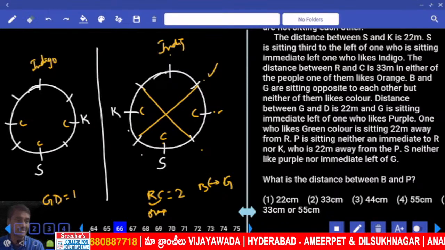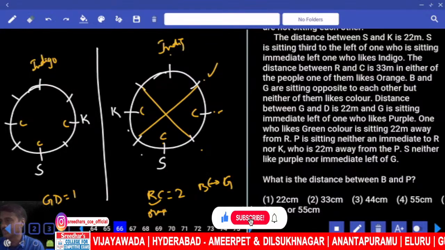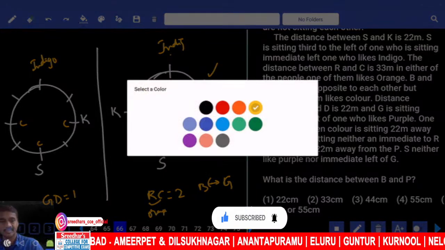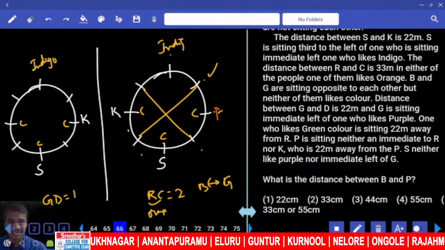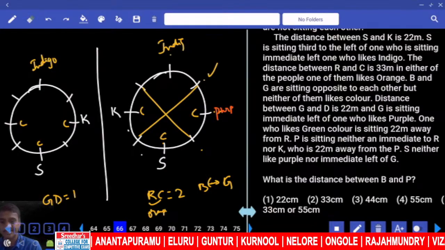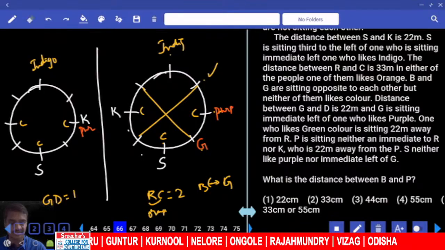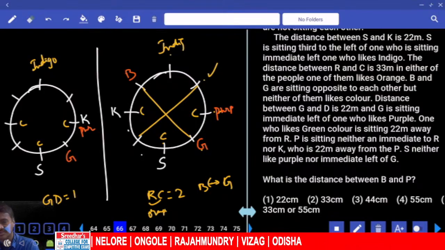G is sitting to the immediate left of the one who likes purple. Where can G be? Can you take purple at this place? If G is to the immediate left of the one who likes purple, and G is here, then B will be here.